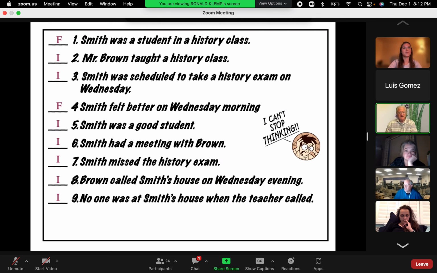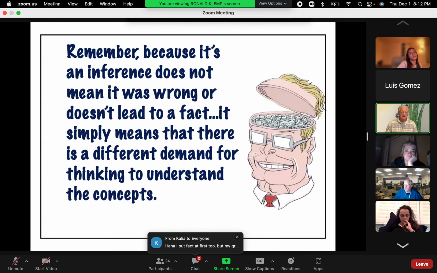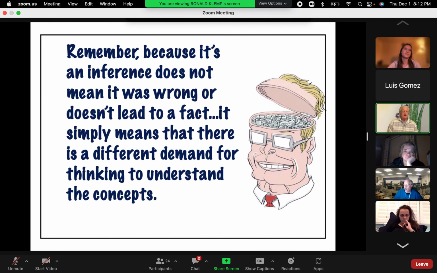So again, the idea behind this is to give kids a little bit of exposure to making the distinction between fact and inference. Remember, just because it's an inference doesn't mean that it's wrong or doesn't lead to a fact. It simply means that there's a different demand for thinking to understand the concepts. And inferential questions and statements allow the reader to access the text with a higher level of thinking.